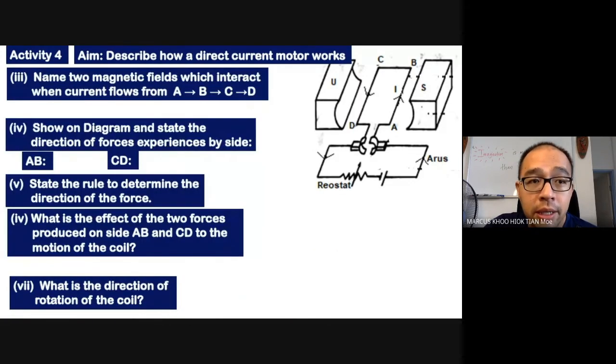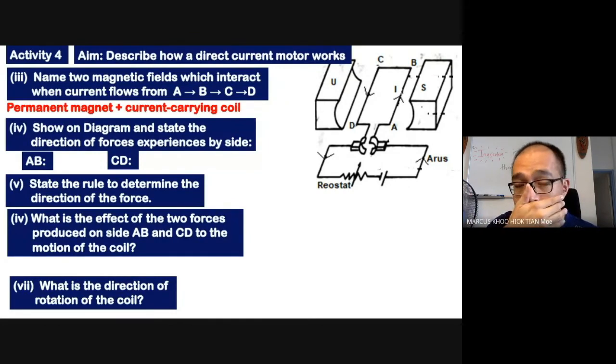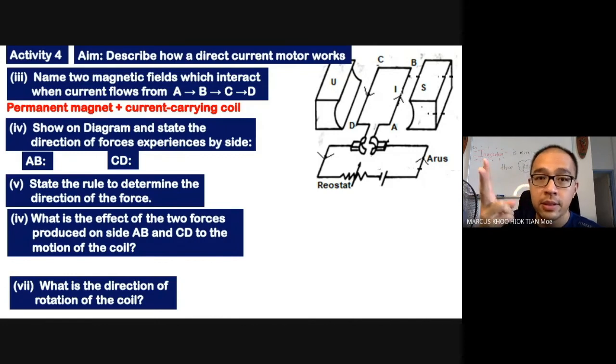Okay, let's talk about the next one. Two magnetic fields that interact from A, B, C, and D. Okay, this is already mentioned by Lester, so I'm not going to waste time. Permanent magnet, magnetic field, and the current carrying coil. This is very normal. Current carrying conductor. Okay, the two magnetic fields are always there because current is flowing. So show on the diagram and state the direction of the forces experienced by the sides AB and CD. Okay, take some time and do this, please.